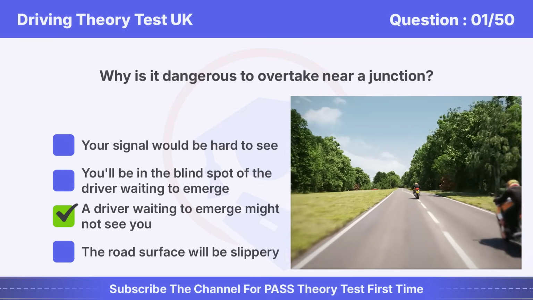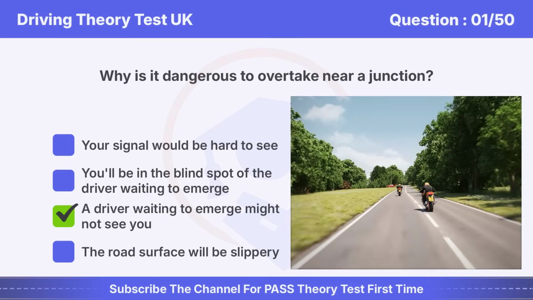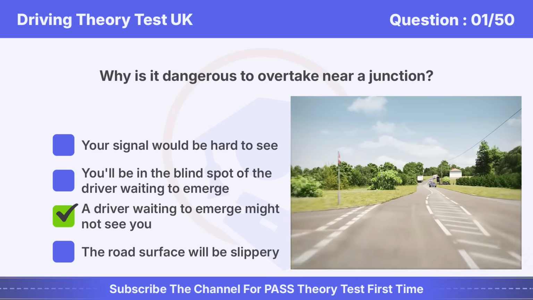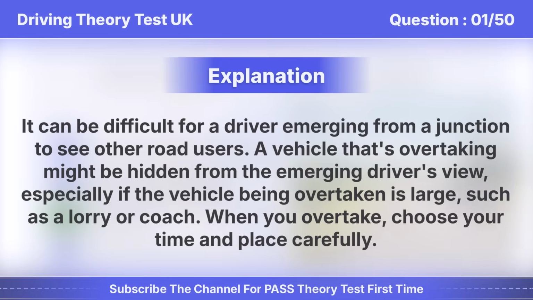Answer is C. A driver waiting to emerge might not see you. It can be difficult for a driver emerging from a junction to see other road users. A vehicle that's overtaking might be hidden from the emerging driver's view, especially if the vehicle being overtaken is large, such as a lorry or coach. When you overtake, choose your time and place carefully.